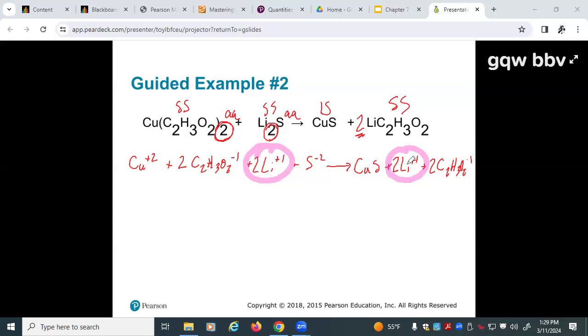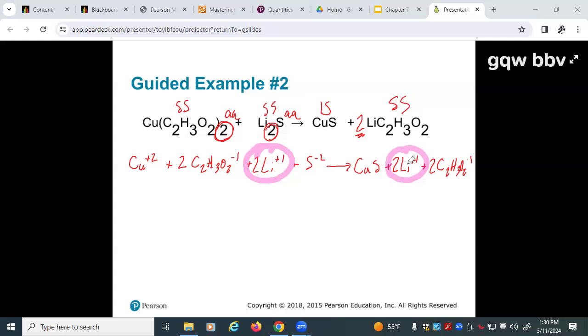What about the lithium ion? Did the lithium ion actually do anything in this reaction? It was exactly the same as a reactant as it was as a product. Nothing changed for it. That's the definition of a spectator. It participated in no way in the reaction.